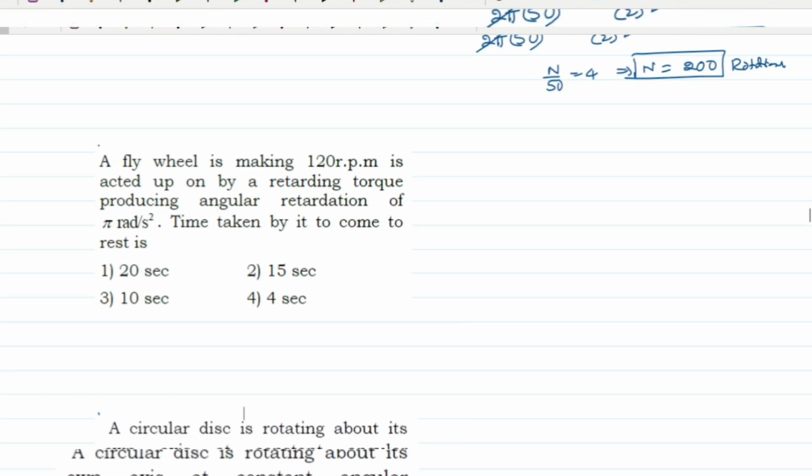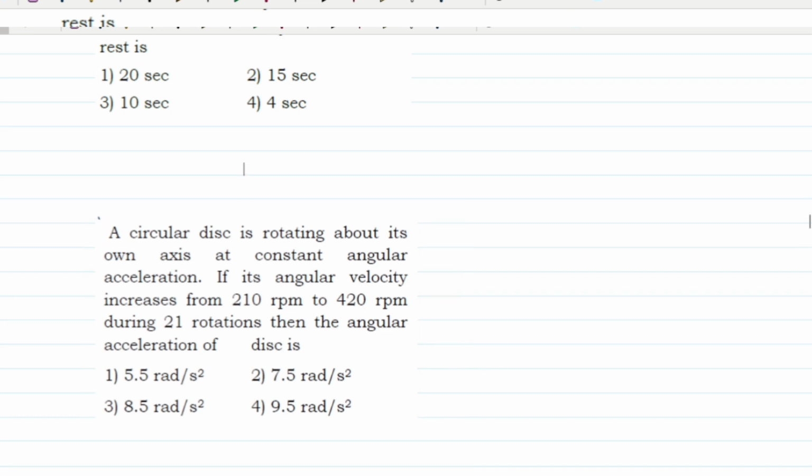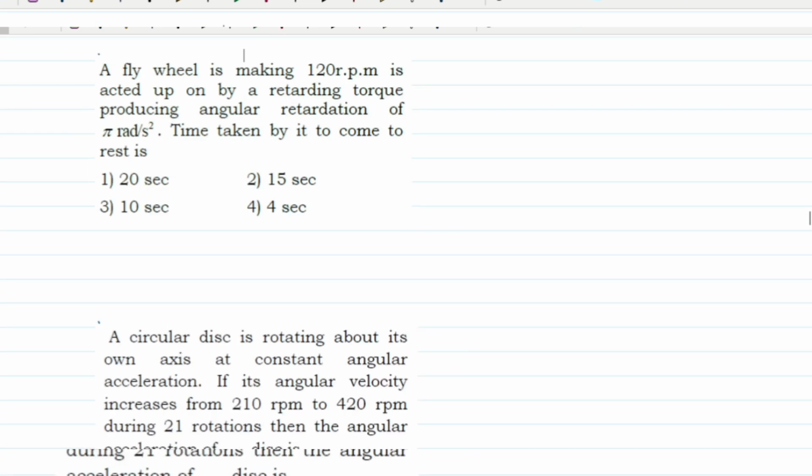Let us see the next question. The next question says a flywheel is given which is making 120 revolutions per minute. So whenever revolutions per minute or rotations per second are given, frequency is given, students. Here, first you have to calculate, it is making 120 revolutions.